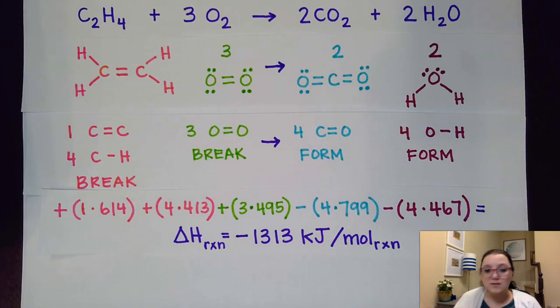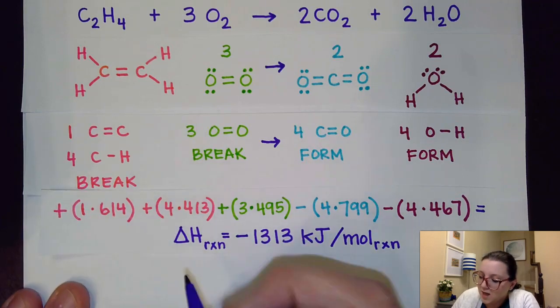And so then once I get all of that, basically all I do is just total everything up. And when I total everything up here, that gets a value of negative 1313 kilojoules, and that would be per mole of the reaction. Now you notice this value did come out to be negative, and I want to talk about what that means for a minute.